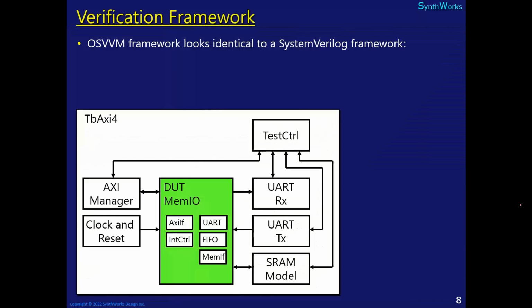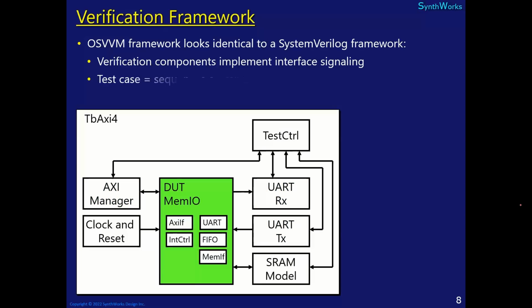So when we look at the OS-VVM framework, it looks identical to the way SystemVerilog draws their framework. We have verification components that implement the signal interface signaling, but in OS-VVM, it's an entity and architecture rather than being class-based as in SystemVerilog. That makes it closer to what the RTL community understands. In fact, it might be easier than what they understand, because RTL, I think, is harder than the test bench behavioral code. And then we write our test case inside architectures of test control.